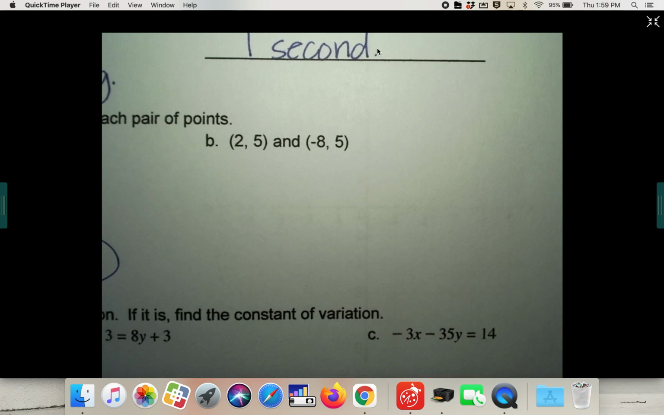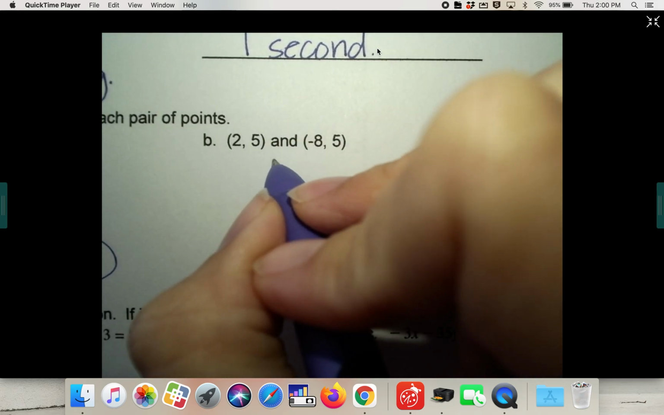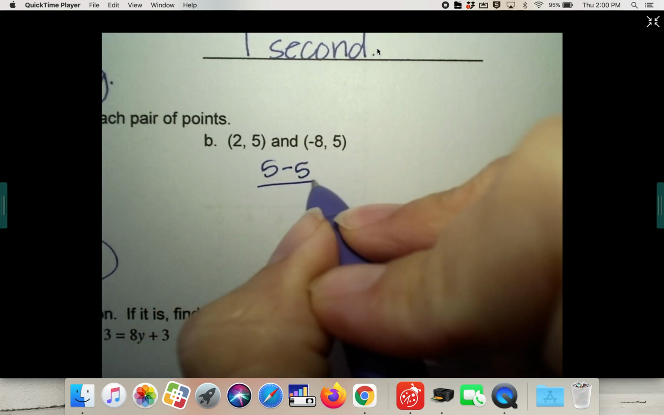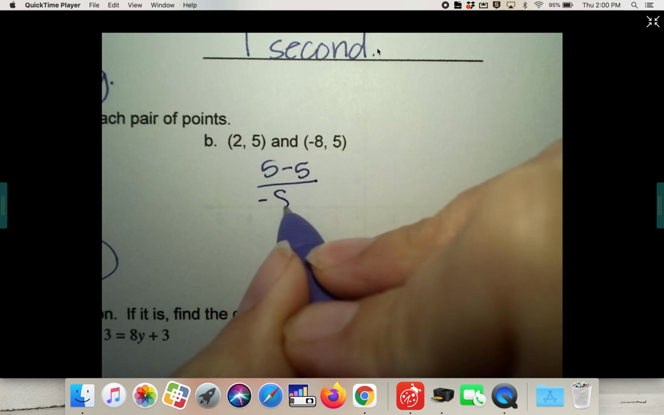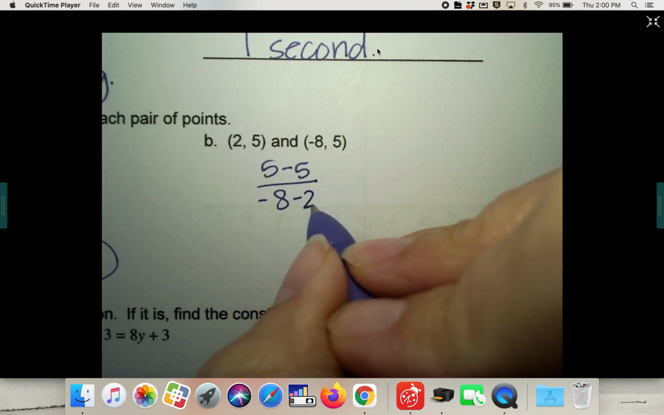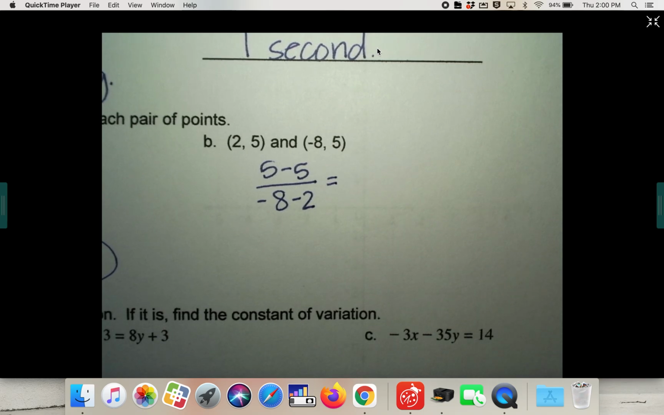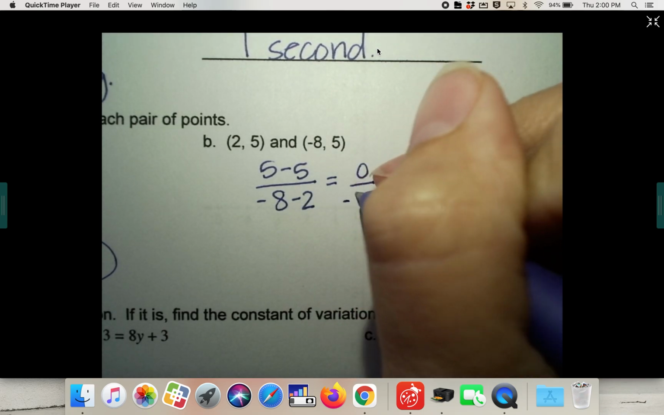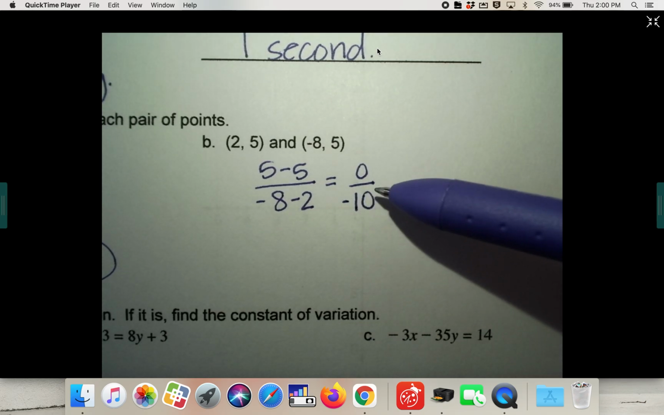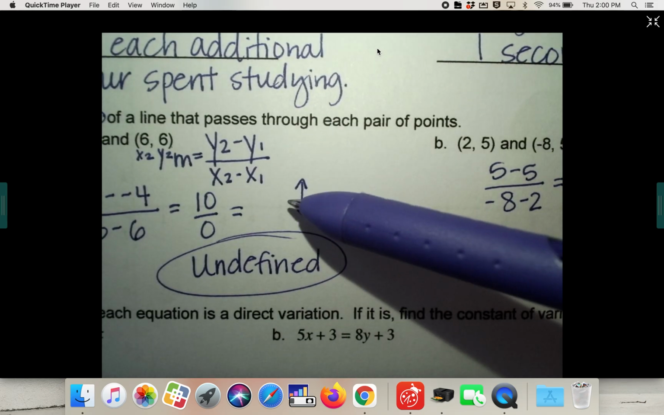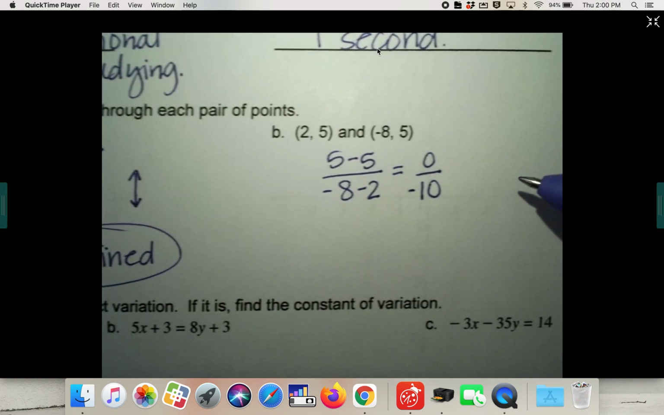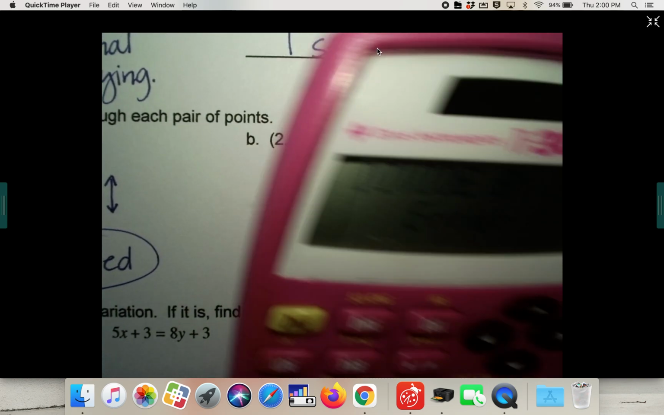B, let's do that the same way. Y2 minus Y1. So 5 minus 5 over -8 minus 2. All right, 5 minus 5 is 0. -8 minus 2 is -10. Can you do 0 divided by 10? We found out over here you can't do 10 divided by 0, but can you do 0 divided by -10? Let's see.